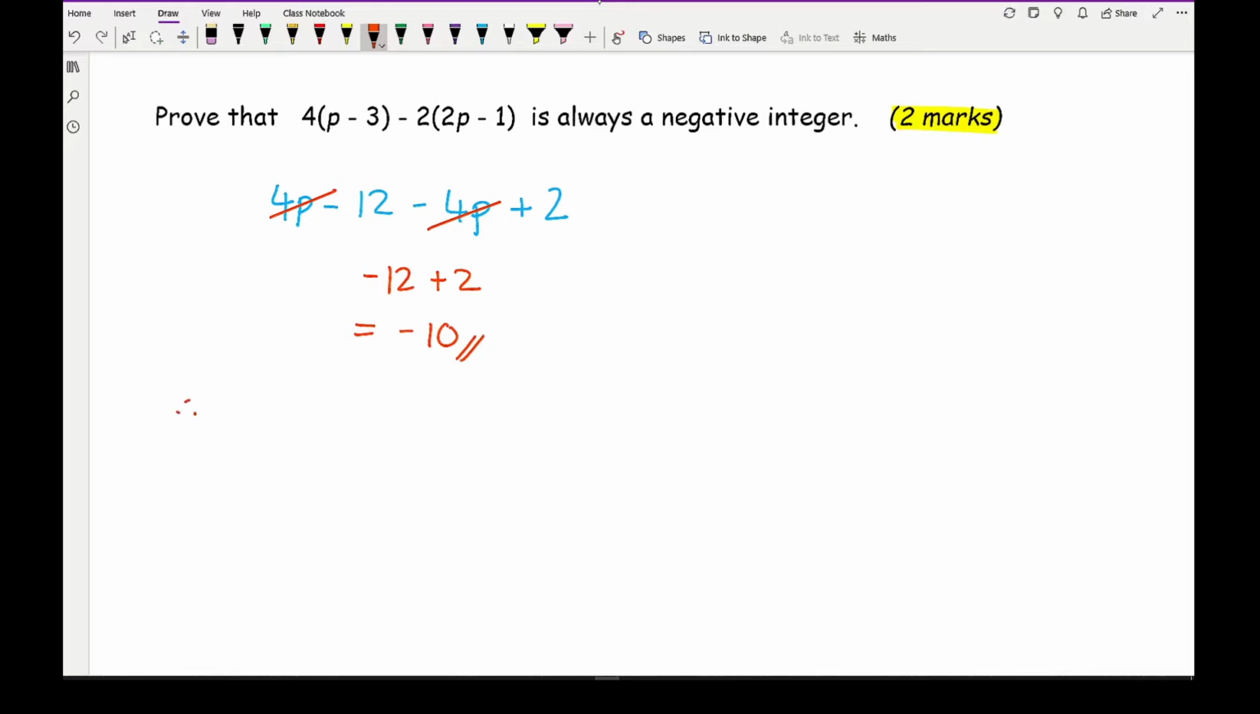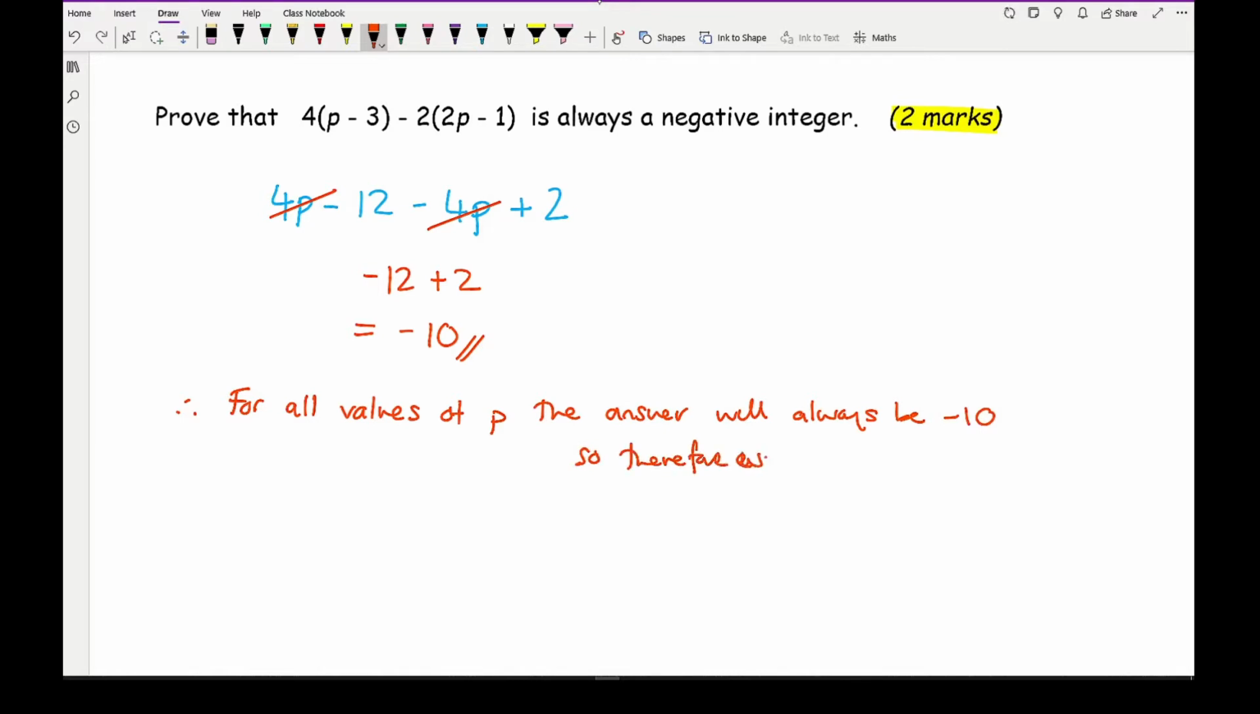So therefore, for all values of p, the answer will always be minus 10. So therefore, it will always be negative. Now again, you might think that's a bit of an obvious statement, but whenever you're dealing with any proof question, it's always worth just repeating yourself and stating something that says that therefore I've proved what you've asked me to prove.